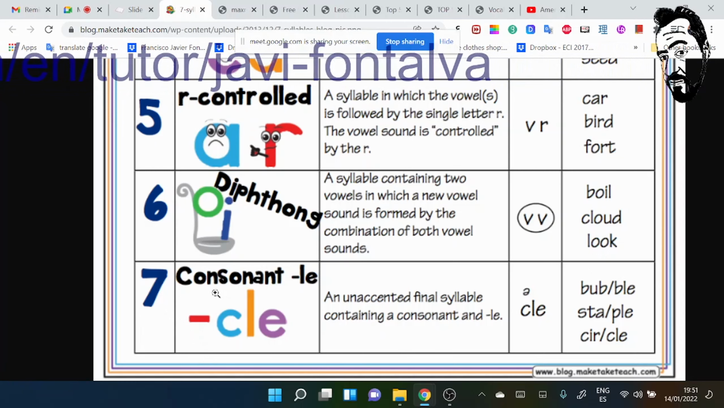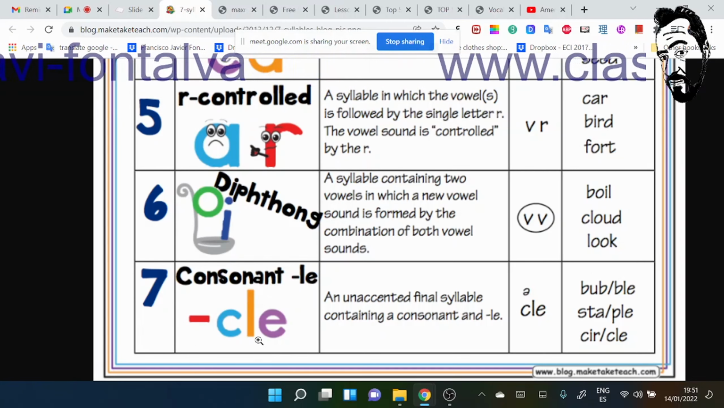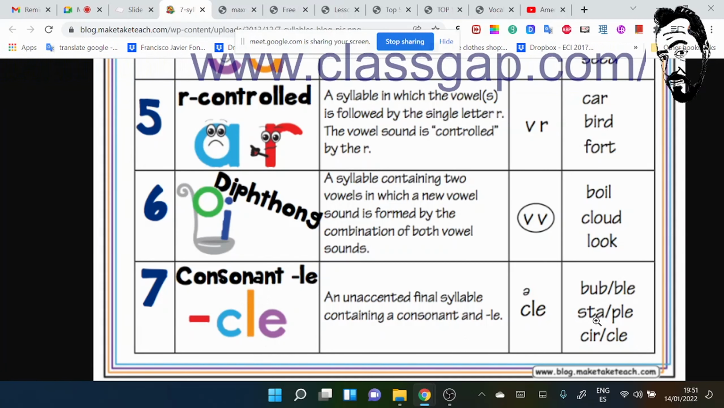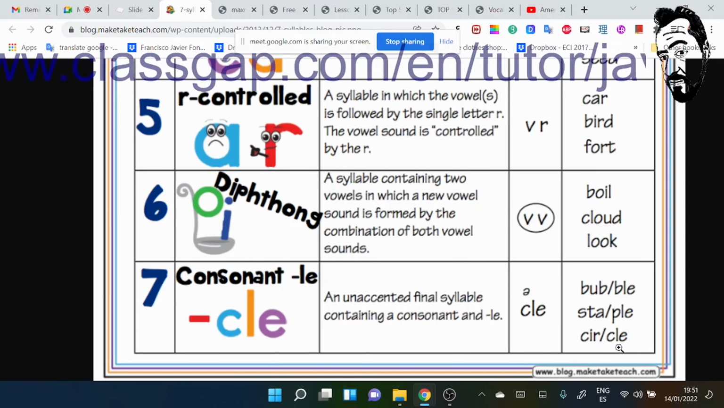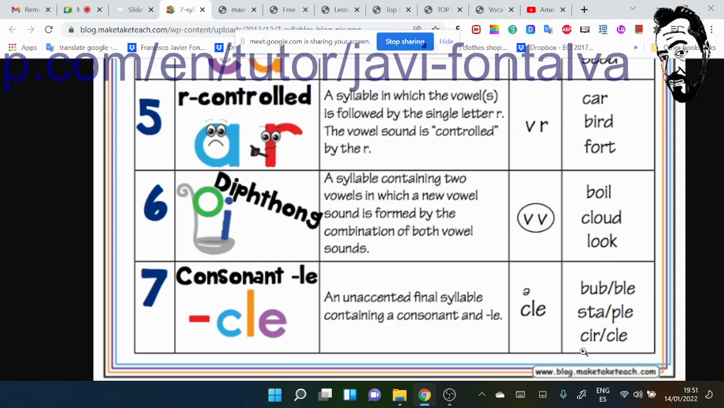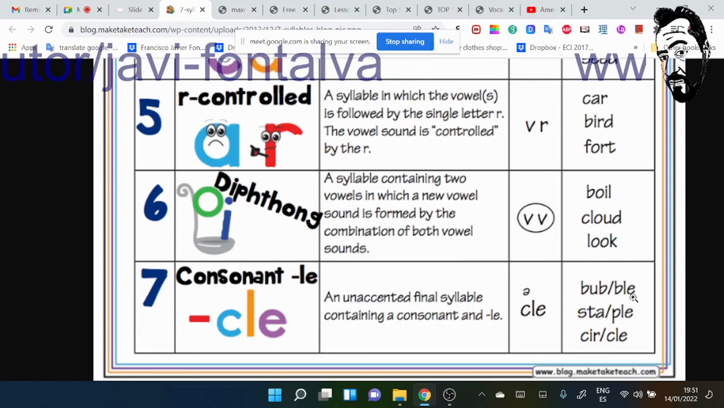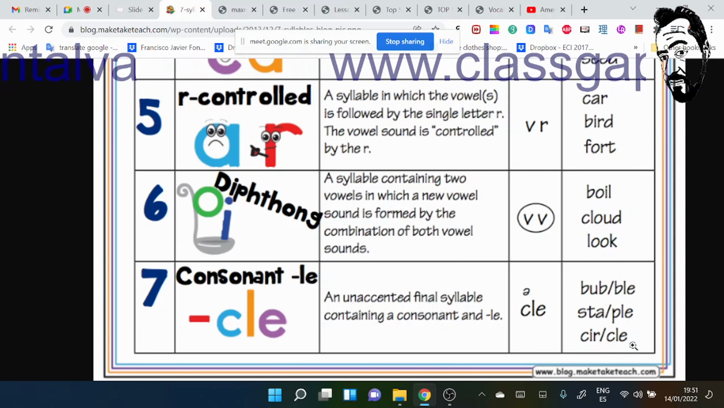And finally, consonant LE. So remember the sound is O. So for example, we say bubble, staple, circle. So notice I always say O. Doesn't matter, it's always the same sound.